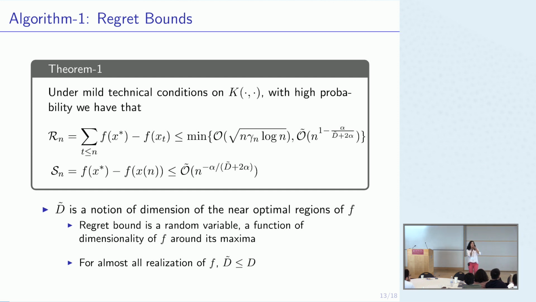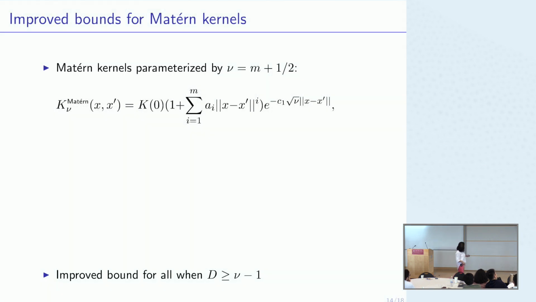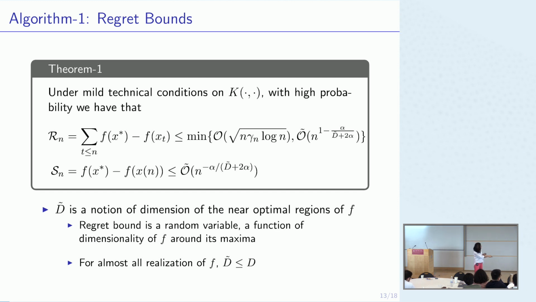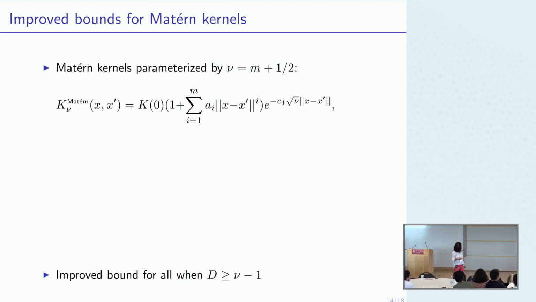So if your maximizer sits in a low dimensional space, your discretization allows you to actually get a better bound than if it's a complex maximizer that can be approached from any direction. You can get a deterministic upper bound of D on D tilde. So this is basically the upper bound when you replace D tilde with D. Sorry, this is for the regular regret, the cumulative regret. The simple regret bound comes directly from it, like this.